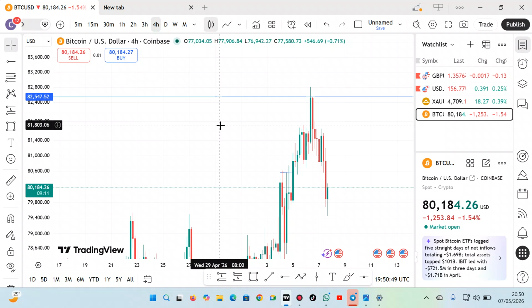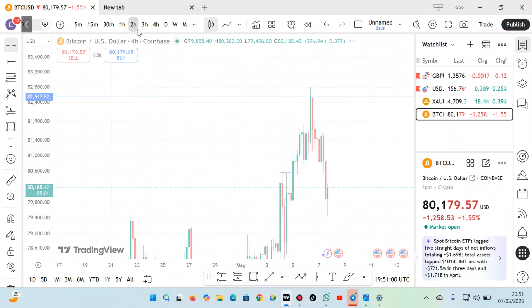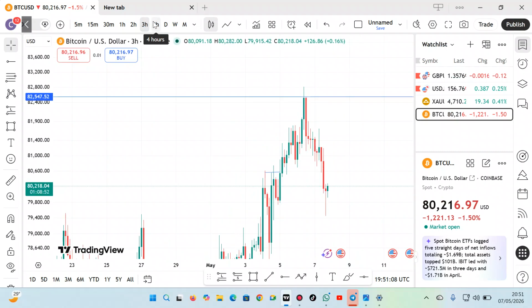This 4 hours is for this top down analysis, meaning this 4 hours is where I'm going to be marking out my key level, and I will align it with my 2 hours. I align 4 hours and 2 hours to go aggressive on any position I want to go. Then 3 hours, if I don't see any key level to mark out on 2 hours and 4 hours, I will use 3 hours. Definitely there's going to be opportunity on that 3 hours, right?